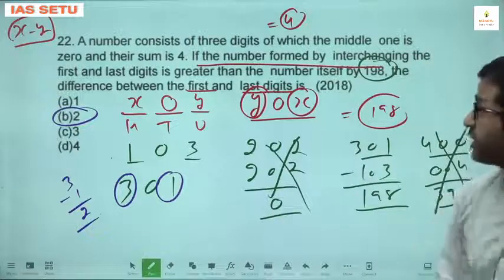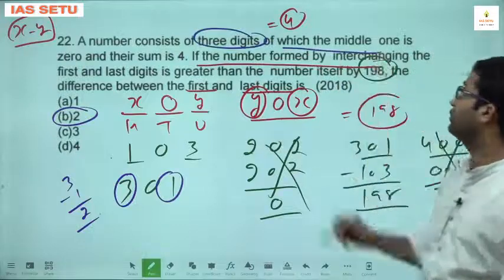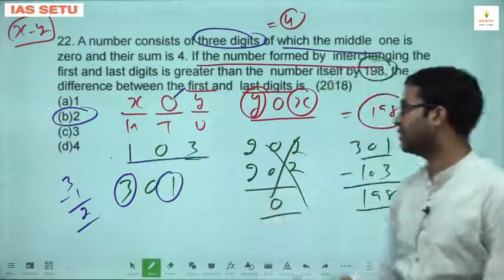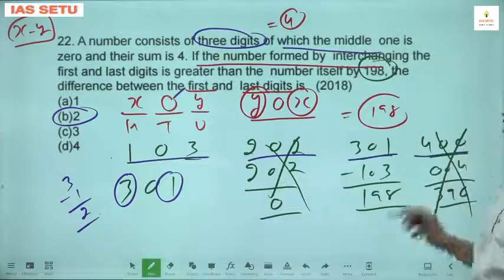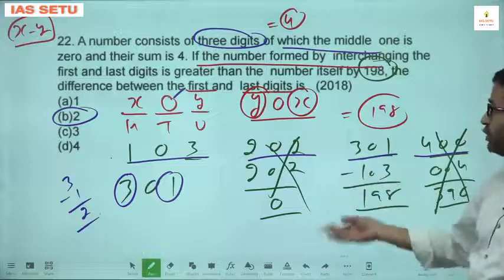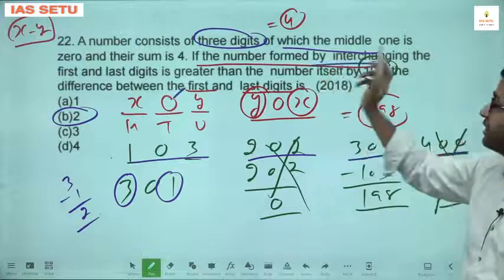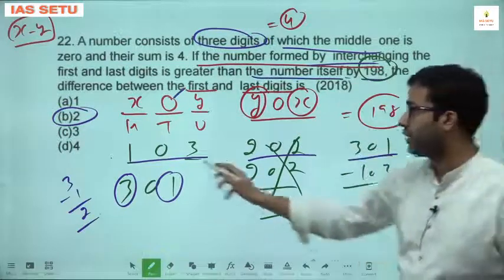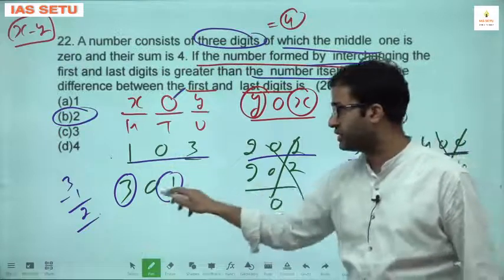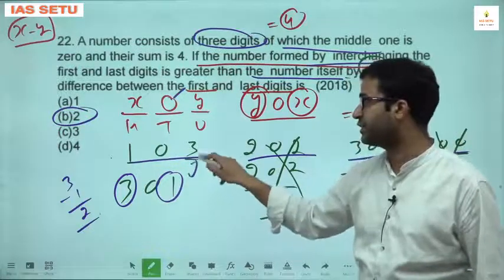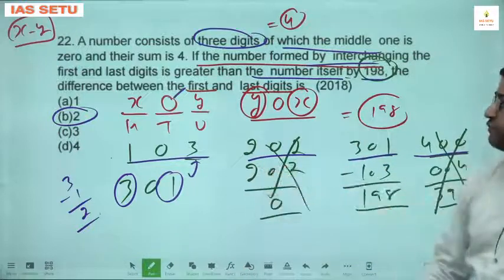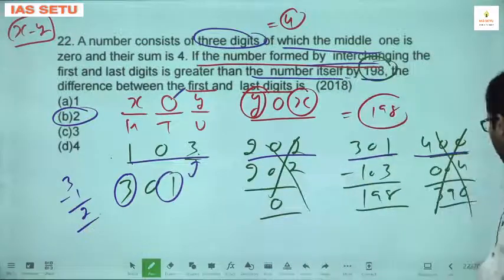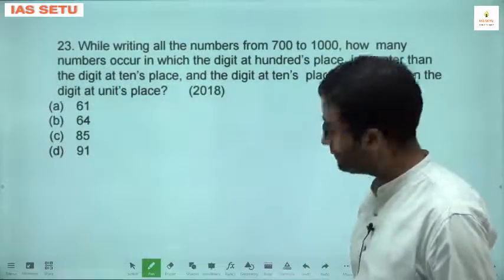So what is important here? A number consists of 3 digits, where the middle number is 0, that is one thing, and the total is 4. So it is 103, 202, 301, 400. You reverse and you check whether the number formed by interchanging the first and the last digit is greater than the number itself by 198. So here we take the number 103. When we interchange the digits, we get 301. This is 198 greater than this. Yes, perfect. Now what is the difference of the first and the last digit? 2. Answer B. Next we come to question number 23.